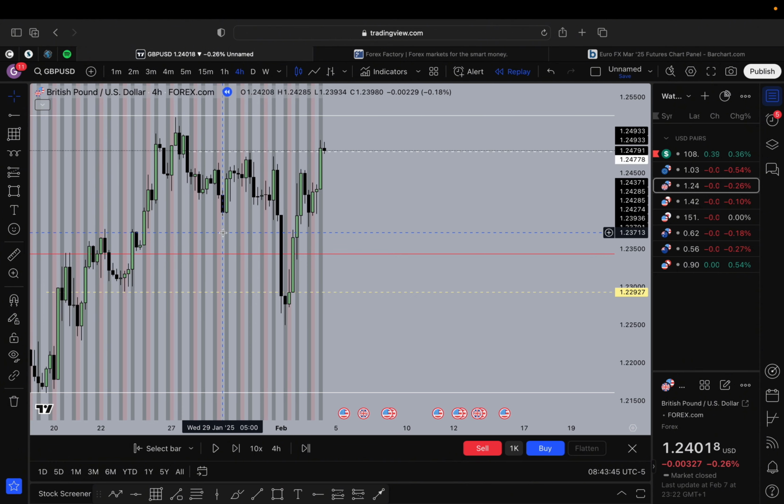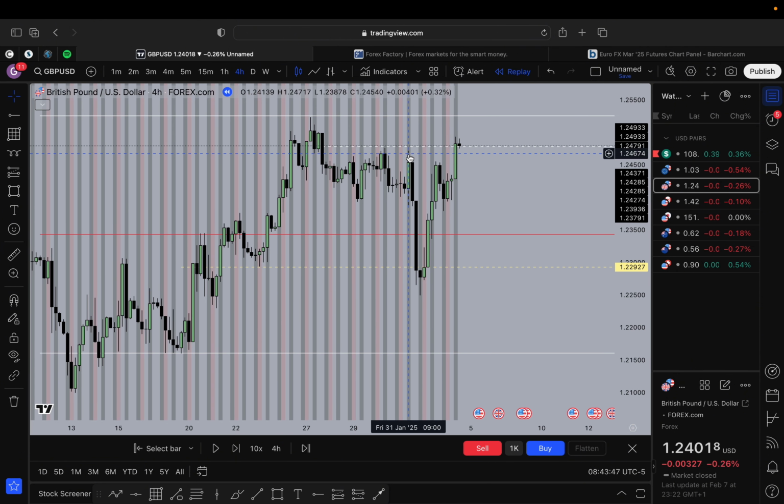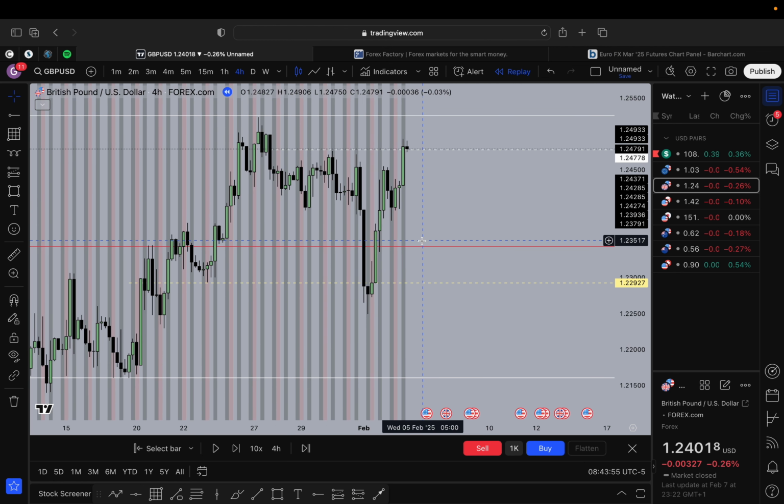All you're trying to do is frame an internal range liquidity to an external range liquidity. That's all you're trying to do, right? That's basically it. You want to frame an internal range because internal range liquidity means the move has already started. And a fair value gap is a way to get into a move that's already in motion, basically, right?